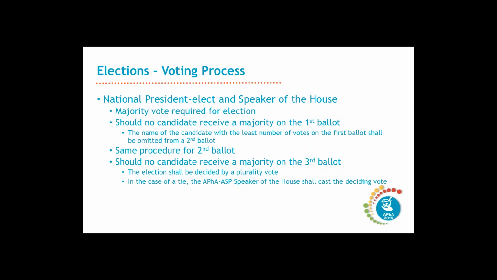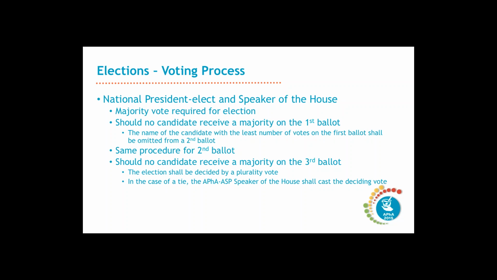No candidate receives a majority on the first ballot. The name of the candidate with the least number of votes on the first ballot shall be omitted on the second ballot. So the same procedure will happen for the second ballot. Should no candidate receive a majority on the third ballot, the election will be decided by a plurality vote. And in a case of a tie in the plurality vote, the APhA-ASP Speaker of the House will cast the deciding vote.